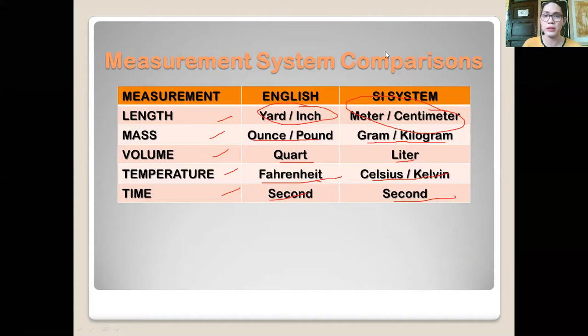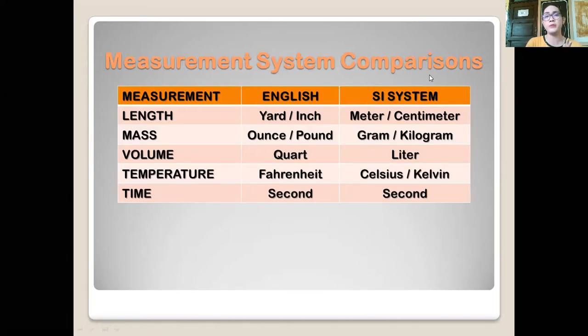We use second. So please take note of these so that you'll be able to compare the difference between the measurements of English and SI system. Okay, so let's proceed to the next slide.